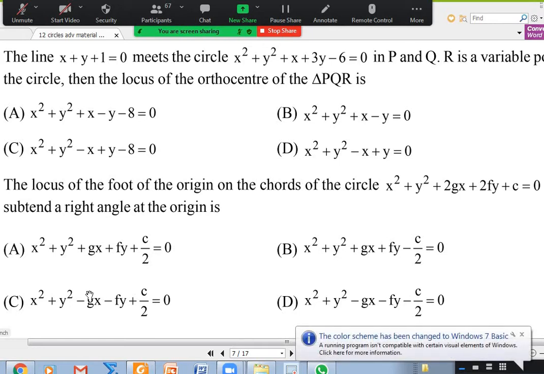All right, everybody. Yesterday we were discussing this question 45. The question is, we have a circle and we have a line. The equations don't matter; we are looking for the method first of all. This is x plus y plus 1 equal to 0. This is x square plus y square plus x plus 3y minus 6 equal to 0. They are intersecting at P and Q, and R is any point.